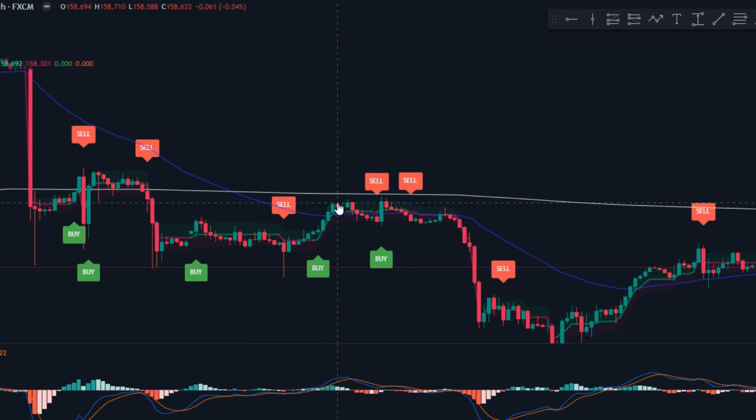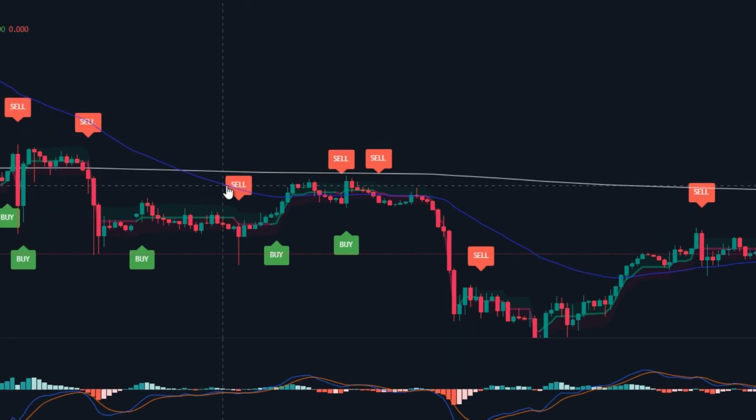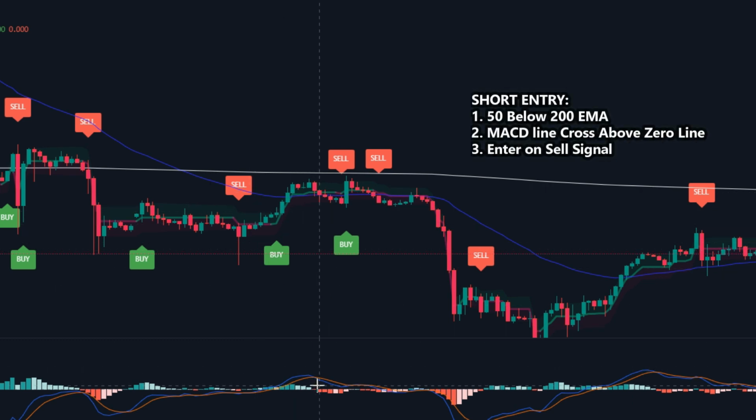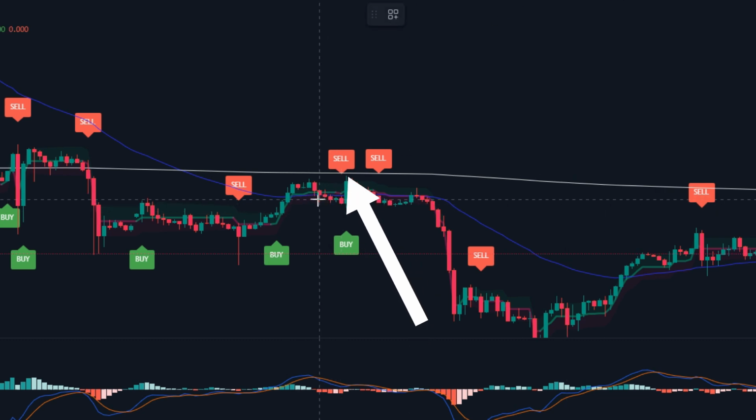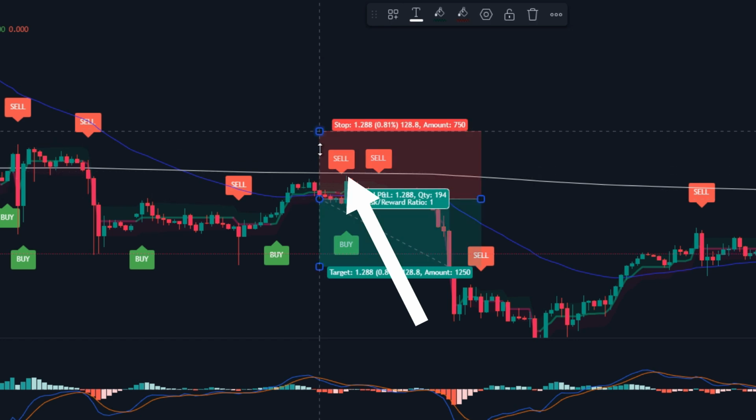Now for the short entries, the MACD cross has to happen above the 0 line. So in this case, this will be our short entry. As you can see, the 50 EMA is below the 200 EMA, the MACD cross has happened above the 0 line, plus there is a loss of momentum from green bars to red bars. Therefore we will be entering a short position here.